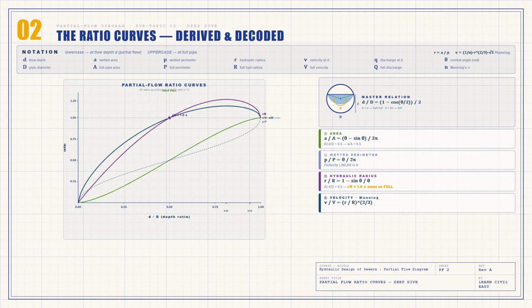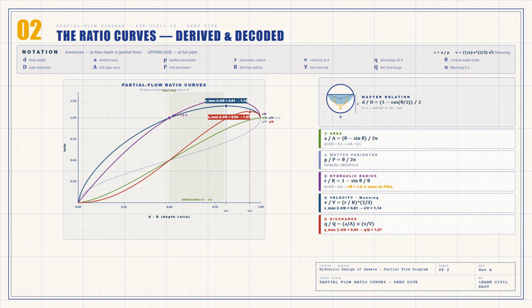Next, velocity comes from Manning's equation. V varies as R to the power 2/3, so V over V equals R over R raised to the 2/3. This curve peaks at d over D equal to 0.81, with V over V equal to 1.14. The pipe runs faster than full pipe velocity in the range 0.5 to 0.94. And finally, discharge. Q equals velocity times area. So Q over Q equals area ratio times velocity ratio. This peaks at d over D equal to 0.94, with Q over Q equal to 1.07.